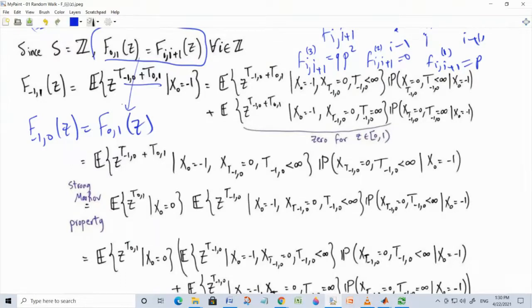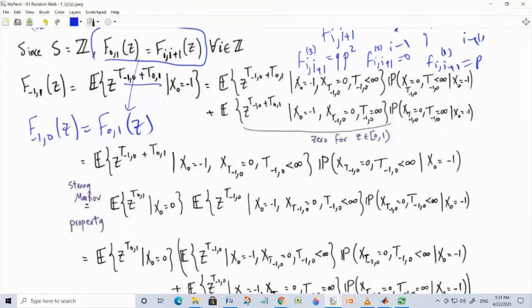There is no way whatsoever, there is no other way to go from minus 1 to 1 except by entering first into the state 0. So t minus 1 1, you can surely write as t minus 1 0 plus t 0 1. Again, because you do not allow transitions except to the immediate neighbors to the left and to the right, and between minus 1 and 1 there is 0, and so you need to basically go through 0. So t minus 1 1 is t minus 1 0 plus t 0 1.